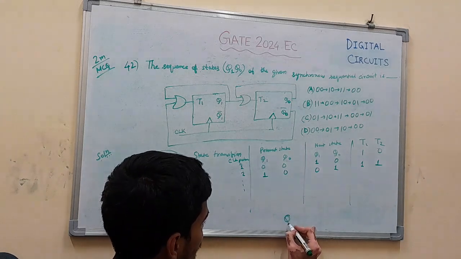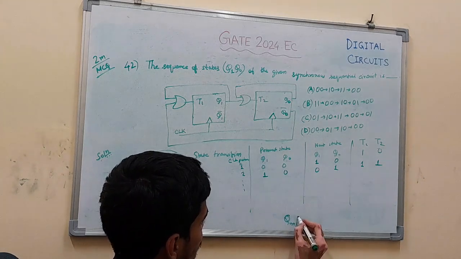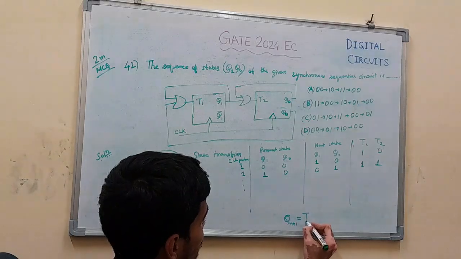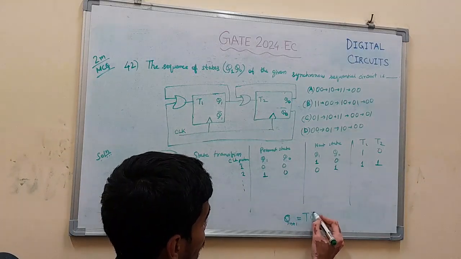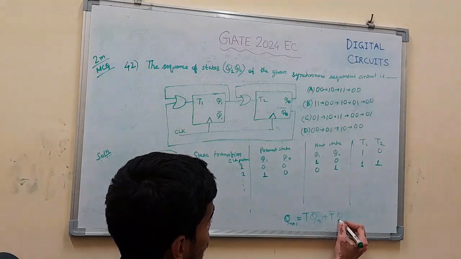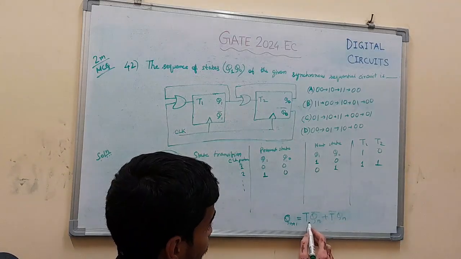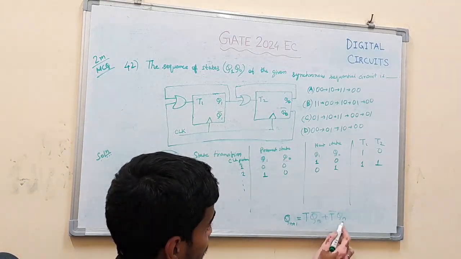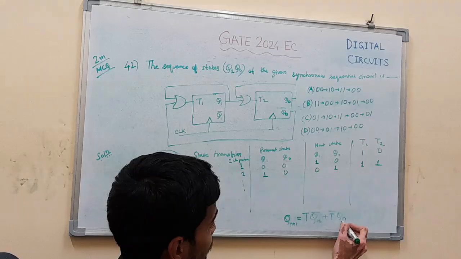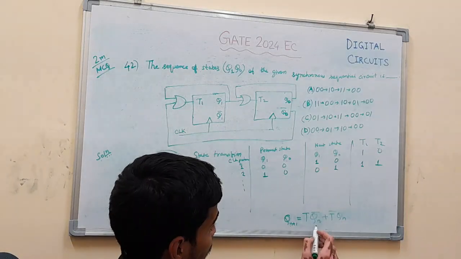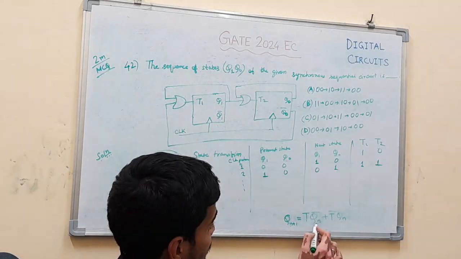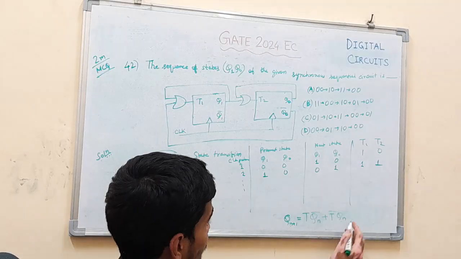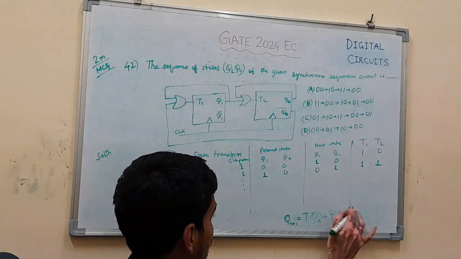The general expression for the T flip-flop is Q1 next = T Q1 bar plus T bar Q1. If T is 0, then Q1 next will be equal to Q1. And if T equals 1, then this term will vanish, and it will be Q1 bar. It will toggle. Right?